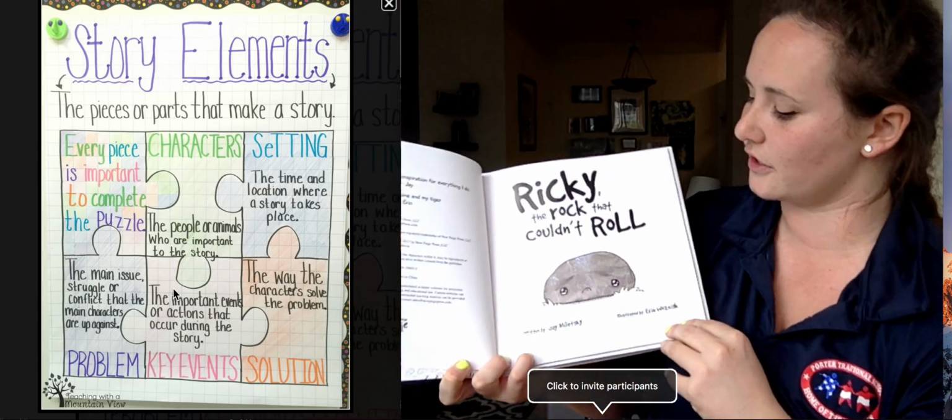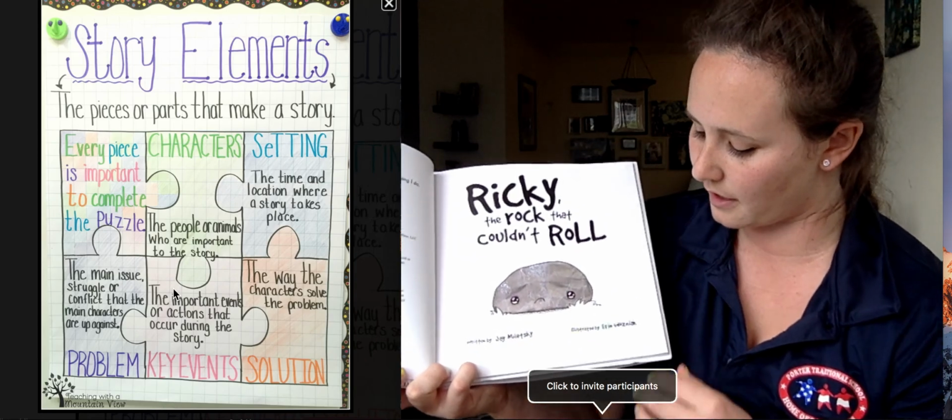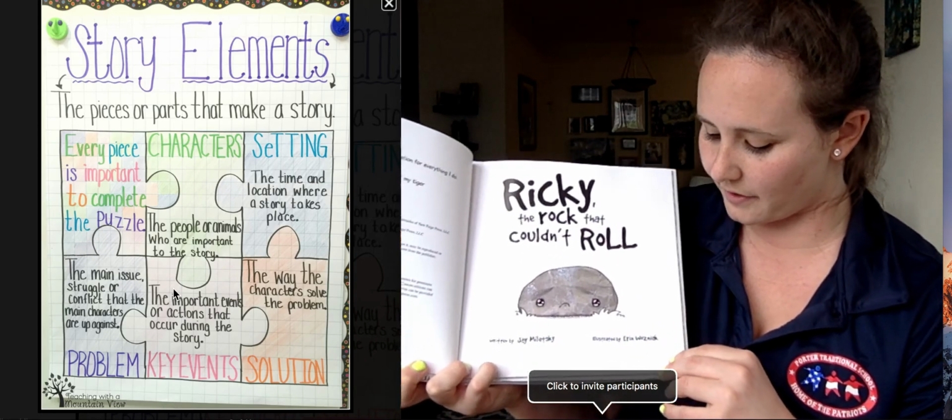Ricky the Rock That Couldn't Roll, written by J. Miletsky, illustrated by Aaron Wozniak.